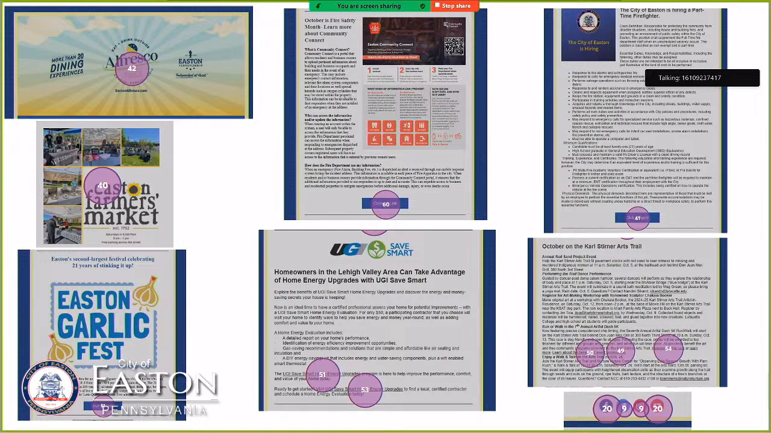So the first one is the alfresco dining header at 42, the farmers market was 40, and the garlic fest of course was 51. It was a little higher because it was festival weekend. But the highest click we had was the fire department connect information for citizens to get that information, at 60.